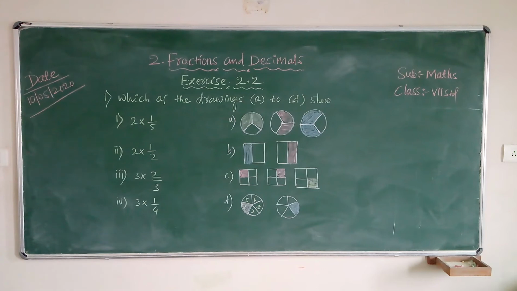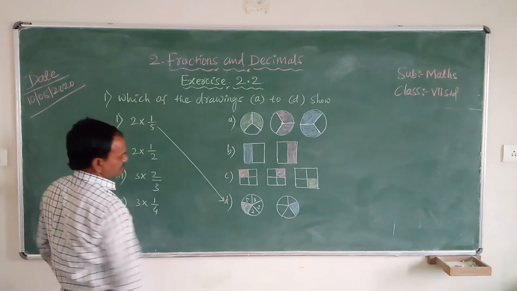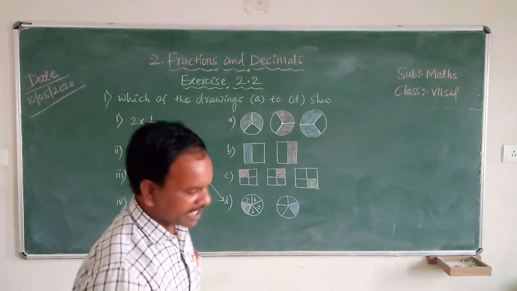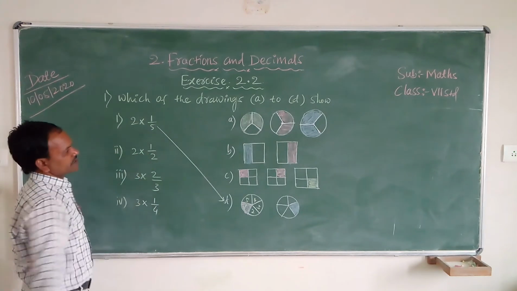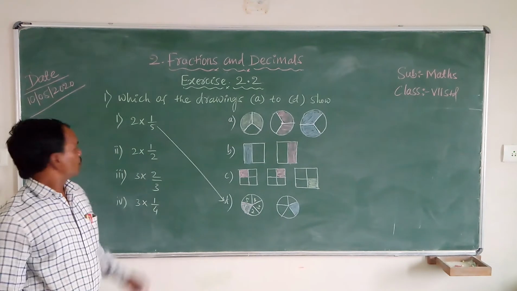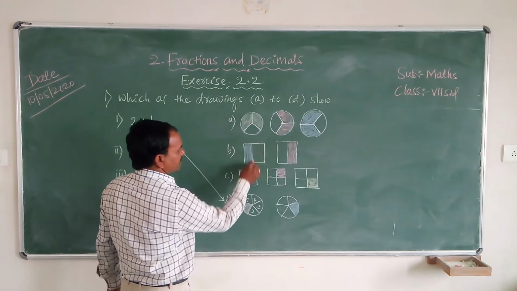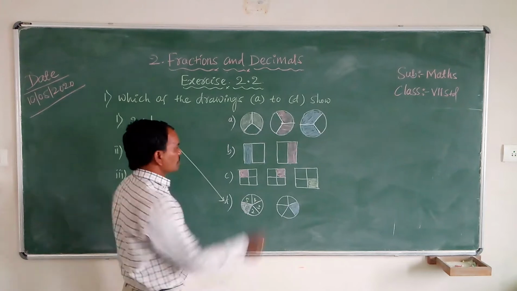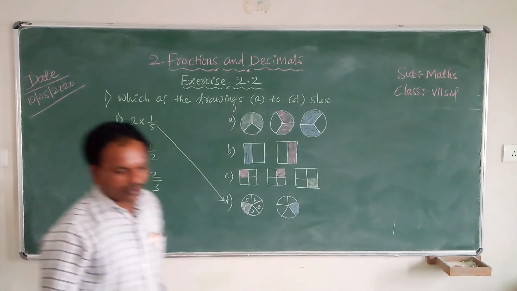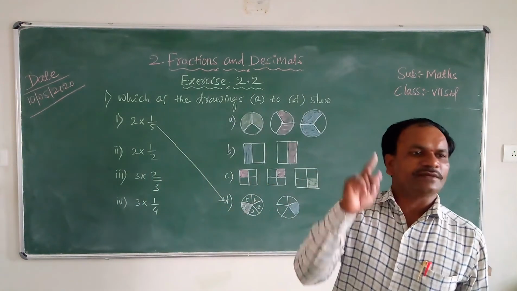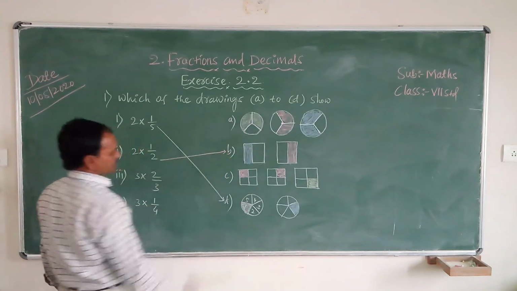Now, this is like this. So now the second one, 2 into 1 by 2. 2 colored, 1 by 2. Here one box is divided into 2. Right? 2 colored, 2 into 1 by 2. So this is second one, B.